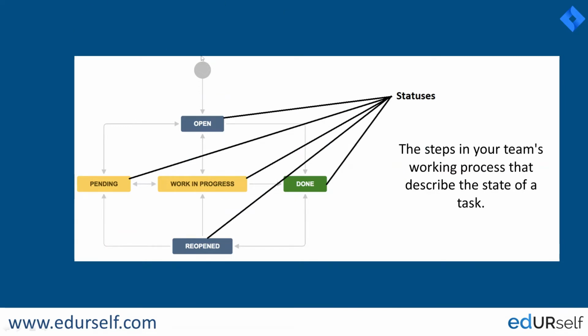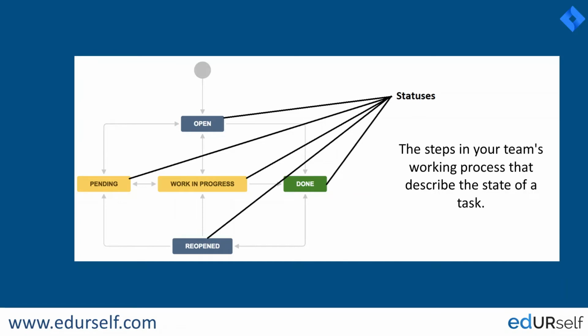Whenever an issue gets created, on the view issue screen the open status will be there by default. And as we can see, the workflow here was designed with 5 different statuses: open, work in progress, pending, reopened, and done. We can call whatever we are seeing in the boxes statuses. They are nothing but the steps in your team's working process that describe the state of a task, or a story, or a bug. Simply an issue.